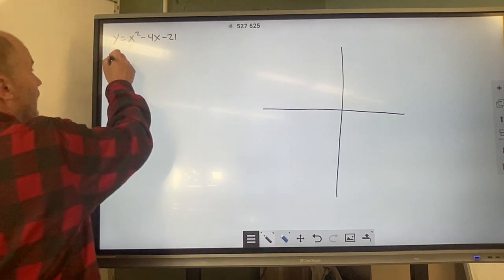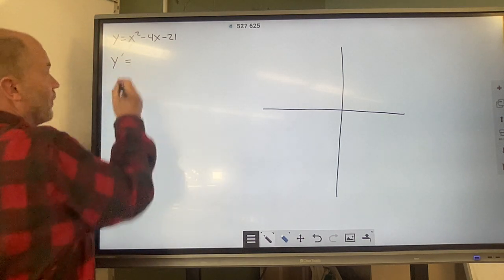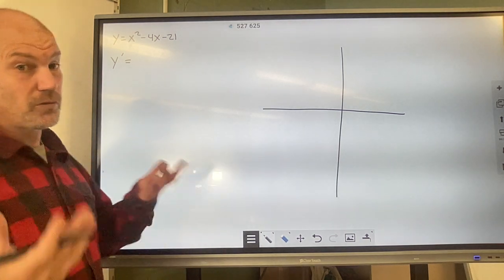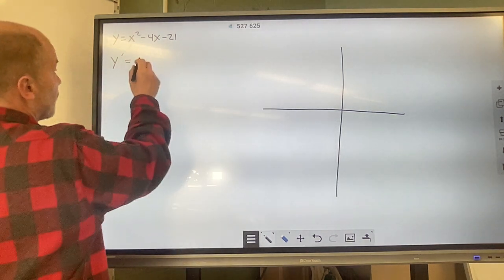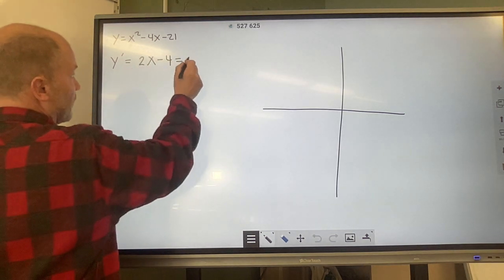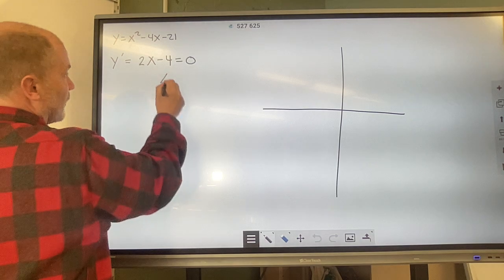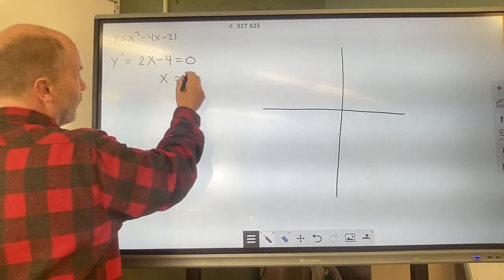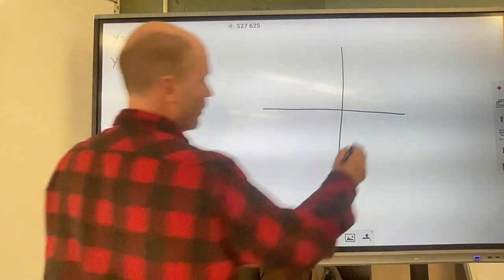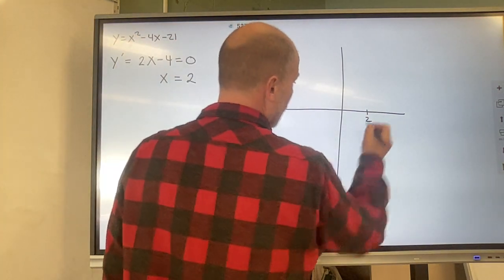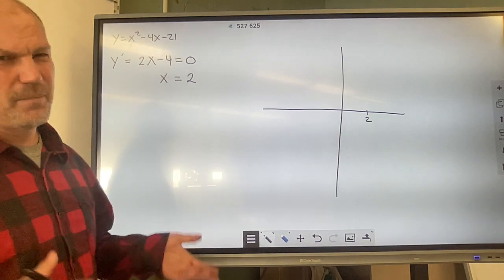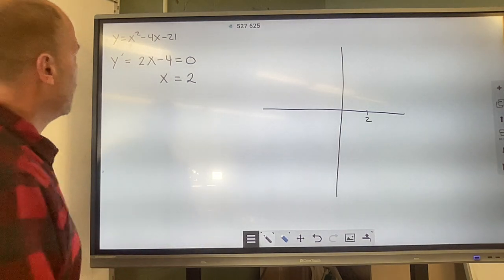We are going to find y prime because we want to find the mins or maxes, and we don't know which they are yet. So we take this derivative, 2x minus 4. We set this equal to 0, and then we end up with x equals 4 over 2, which is 2. So now we know that at 2, we're going to have a min or a max. We know it's going to be a minimum, but let's pretend we didn't know.